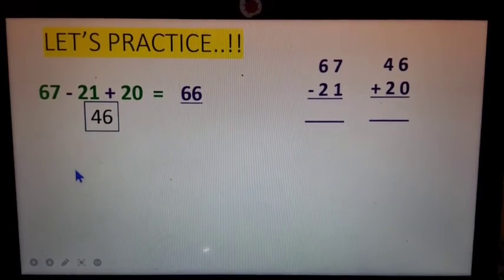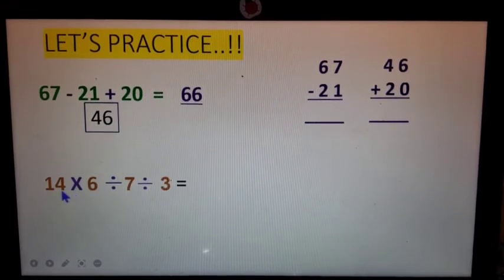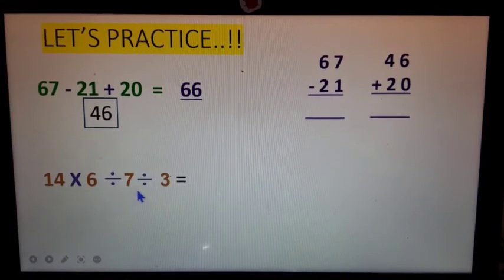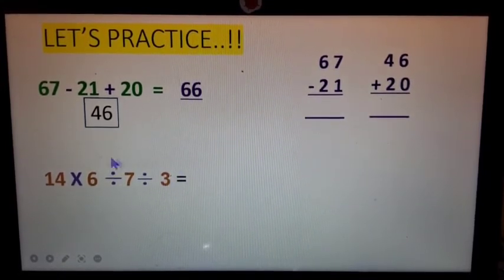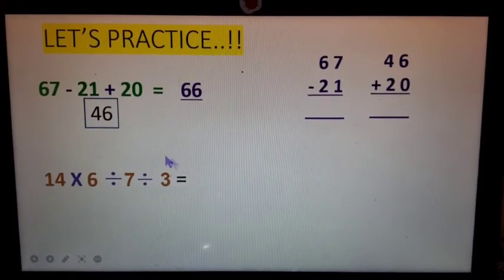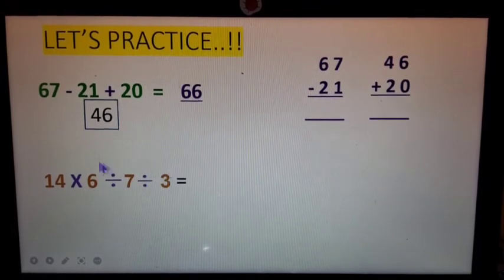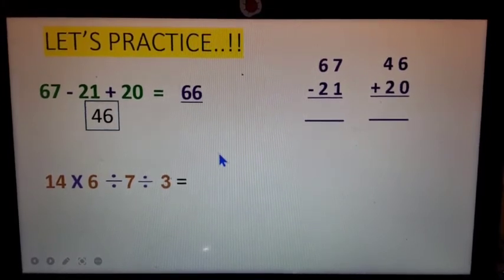Alright, so next question is this one. This is a bit harder. This is a bit difficult. 14 times 6 divide by 7 divide by 3. Okay, there are many operations here. Now check first in the number sentence. If you see, there is multiply, and divide and divide only. So there are just these two operations in this group. So you can start from left to the right. Okay, I give you a moment. Can you try?